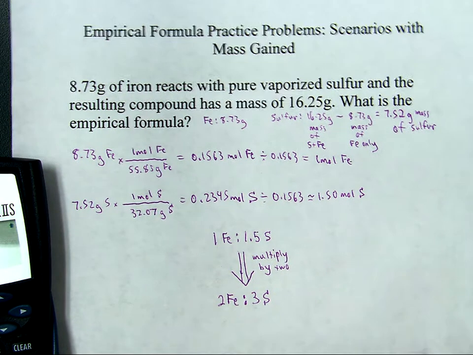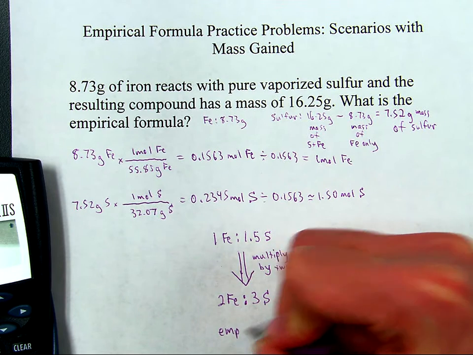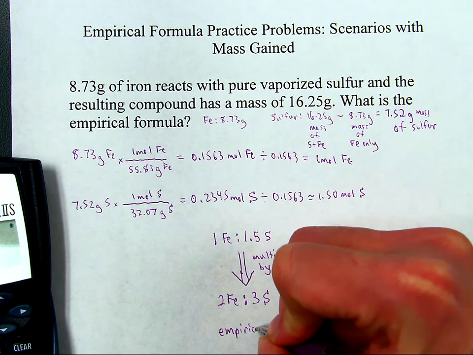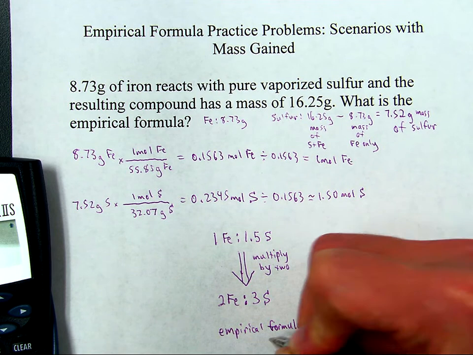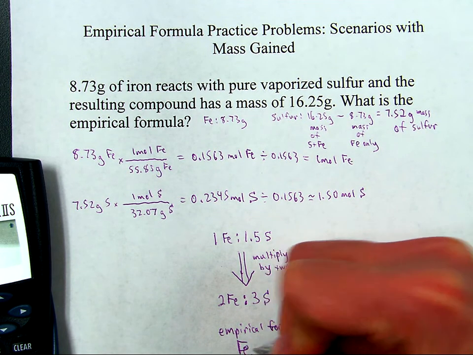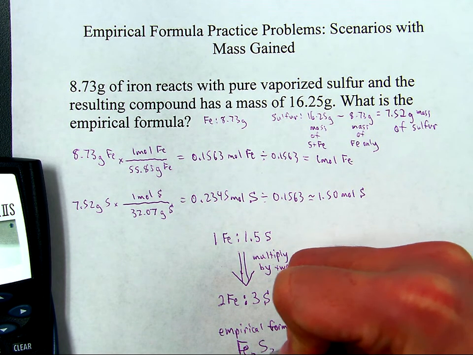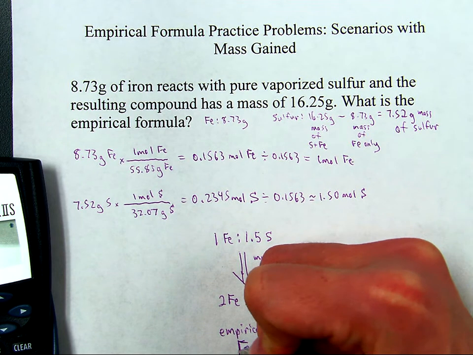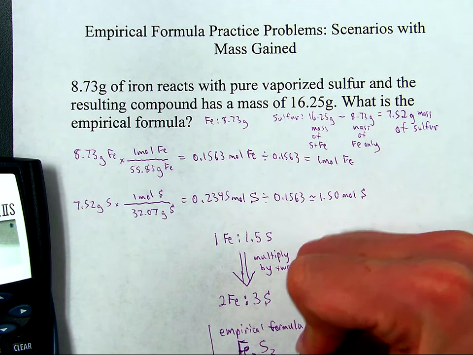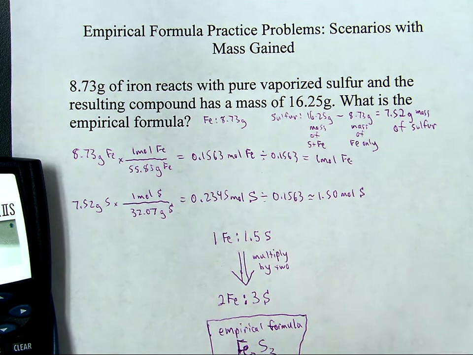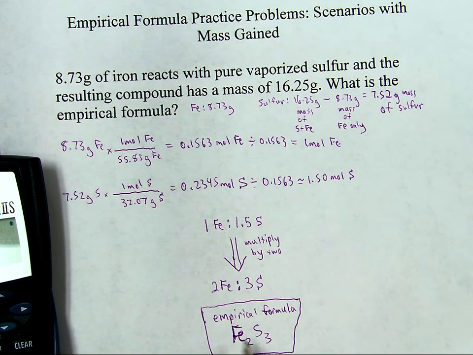That's exactly what we want, and what it means is that the empirical formula is Fe2S3. So let's write that out. Empirical formula is Fe2S3. I should clarify that to make it clear what it is. Pardon the sloppy Fe, but you get the idea.